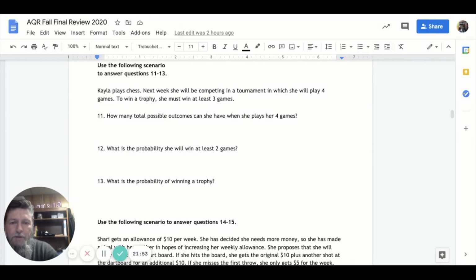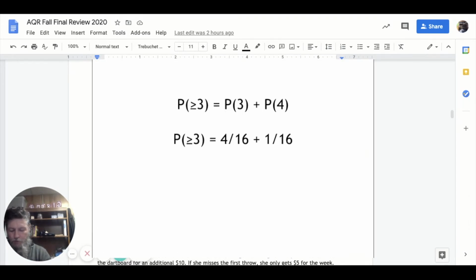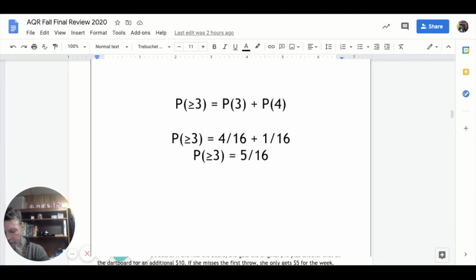What is the probability of winning a trophy? To win a trophy, she must win at least 3 games. Let's go back to that schematic again. Guess what? We just take the 2 off. 3 plus 4 is 4 plus 1. It becomes, there's a 5/16 chance that she wins a trophy.